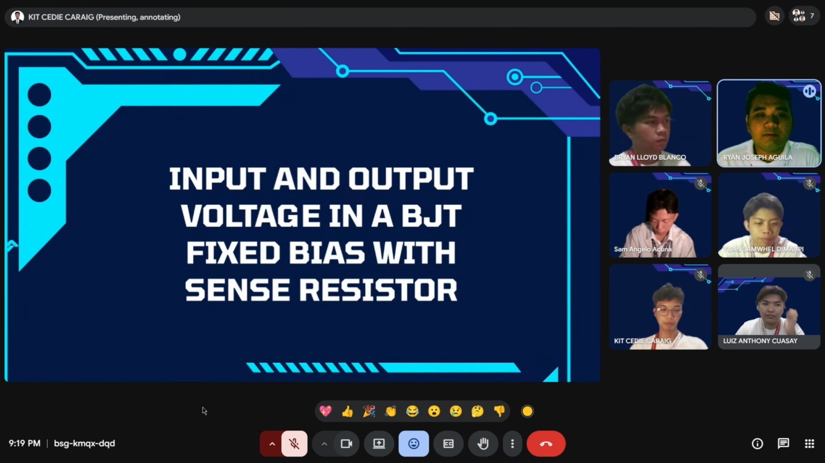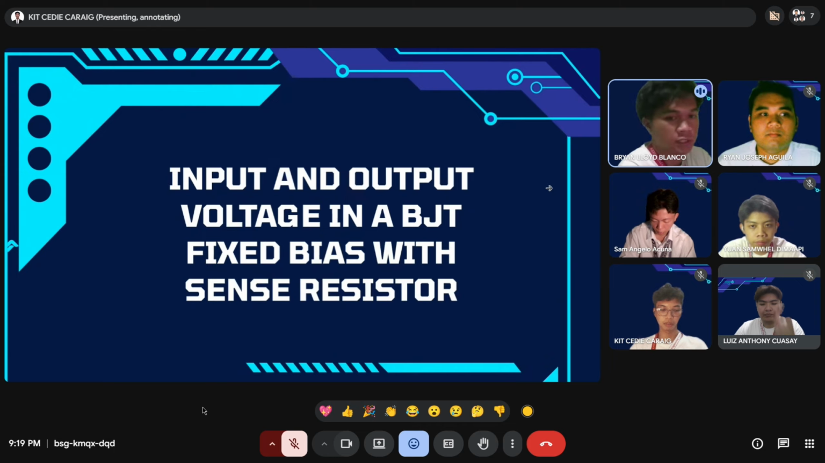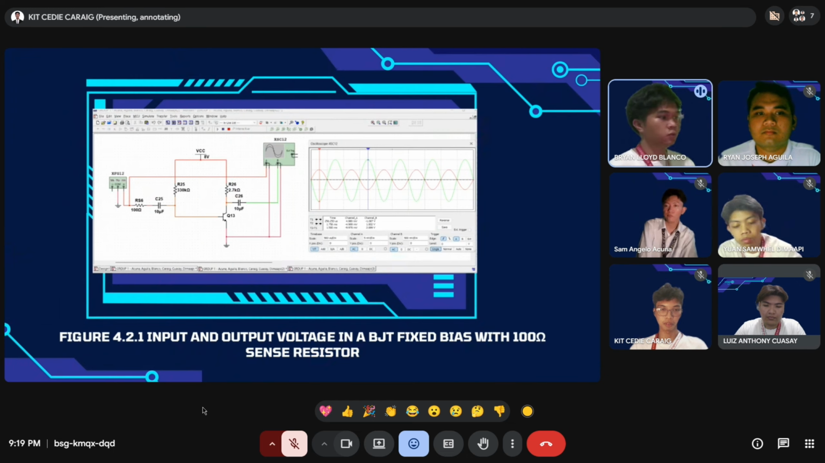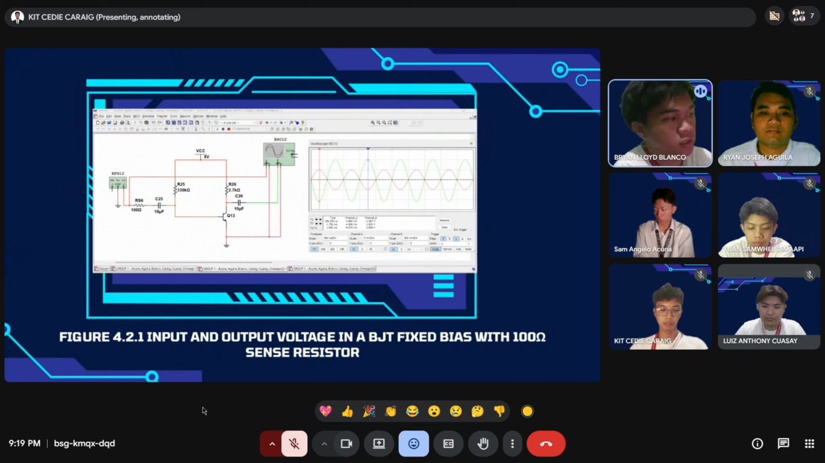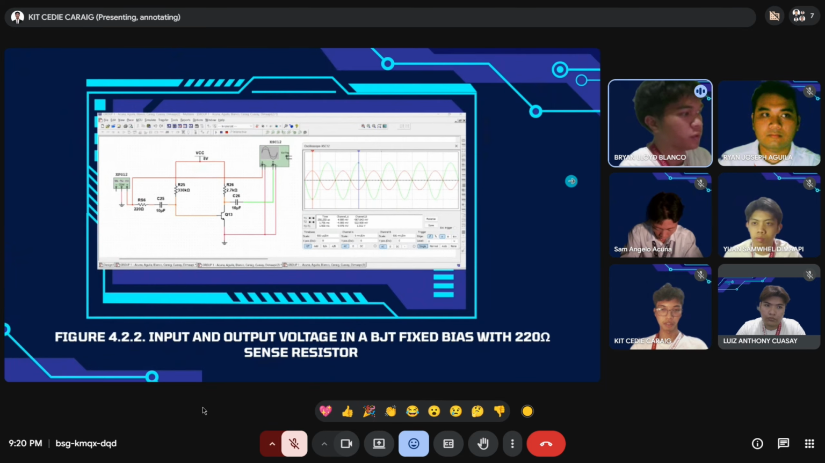And now let's talk about the input and output voltage in a BJT fixed bias with a sense resistor. For part 2, the effect of source resistance on voltage gain. Next slide. For figure 4.2.1, with a 100 ohm sense resistor, the oscilloscope reads an input voltage of about 4.99 millivolts and an output of approximately 1 volt. For figure 4.2.2, with a 220 ohm sense resistor, the input remains about 4.99 while the output drops to 922.91 millivolts.